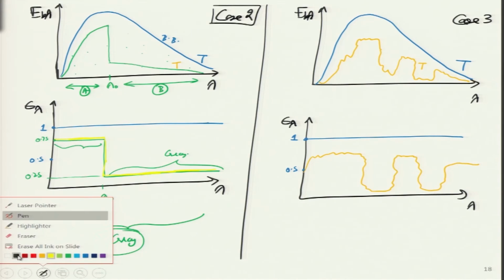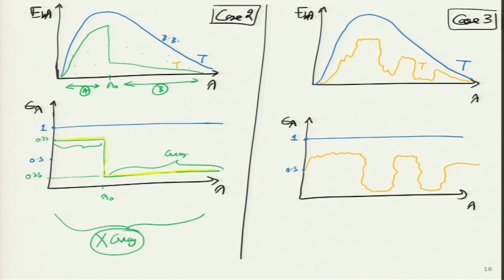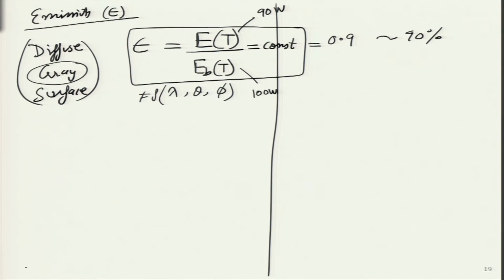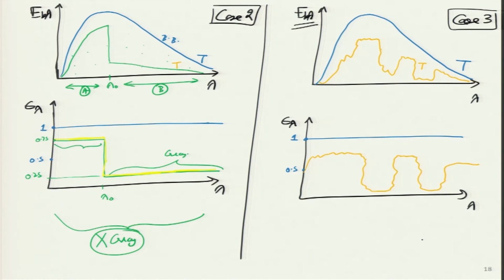Good. Now we come to case 3 over here, and it is the funniest of all 3 cases. Why? Because here, if you look at the E B lambda of this orange curve, it is all over the place. Sometimes it is very high, sometimes it is low. Then if you plot its emissivity using this relationship, the ratio of E as a function of wavelength divided by E B for different wavelengths, we will have some sort of E lambda over here.